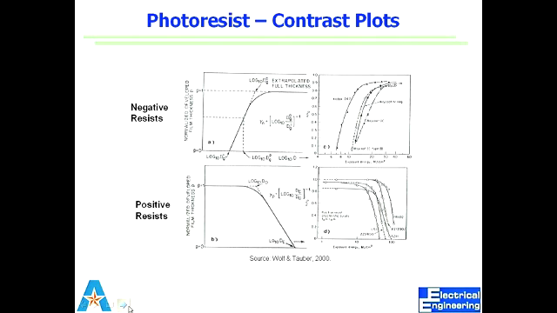How do we define the resolution? In terms of gamma. And gamma is a factor of the slope of this curve, which is between film thickness and the thickness that gets exposed, right? So this is what gives us this factor gamma.